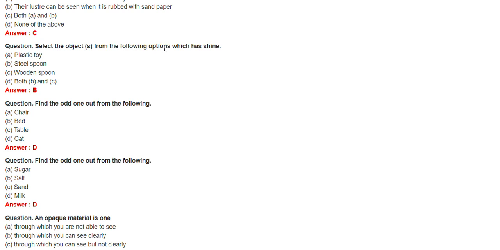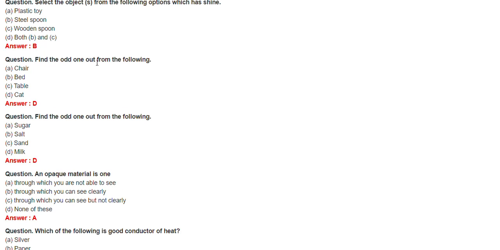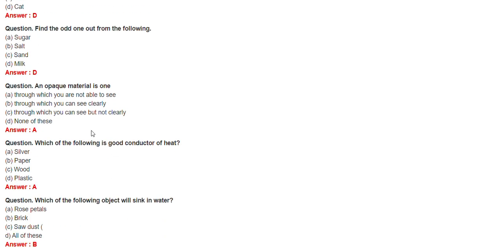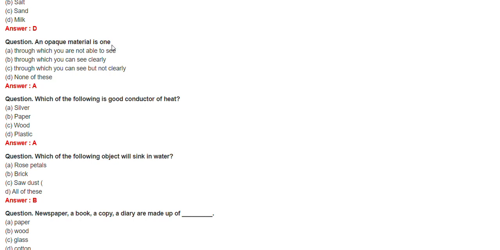Select the objects from the following which have shine. Steel spoon. Find the odd one out from the following. Cat, chair, bed, table. Cat. Find the odd one out from the following. Sugar, salt, sand, milk. An opaque material is one through which you are not able to see.